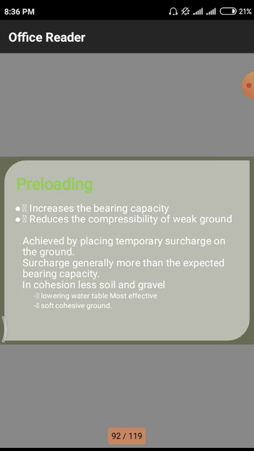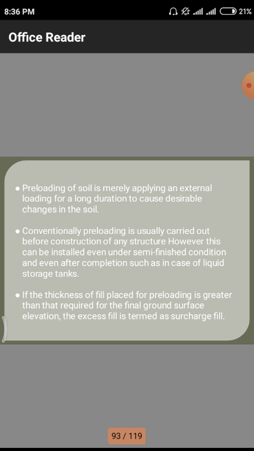Okay, these two points are related. Next one, preloading of soil is merely applicable to external loading for a long duration, desirable for changes of the soil. That means this preloading technique is normally used for a long span of time. Normally, for densification measures we use rollers and other mechanical equipment for a short span of time, and we get a huge amount of consolidation in that time period.